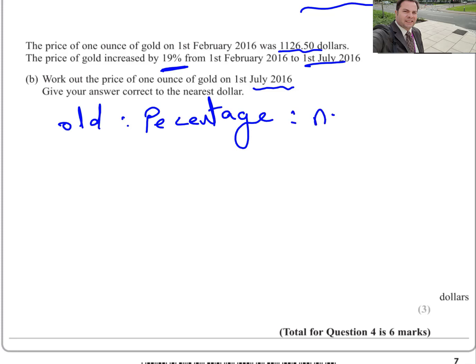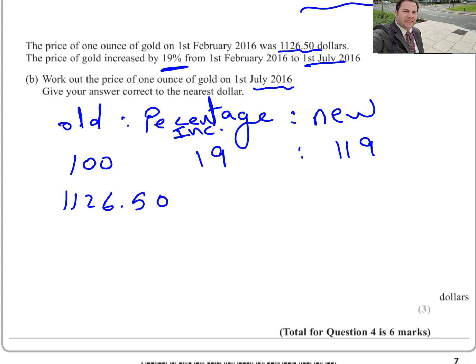And here I will write new. For the old is 100 percent. Here the increase is 19. So the new is 100 plus 19, which is 119, which is given as the value in February, 1126.50.